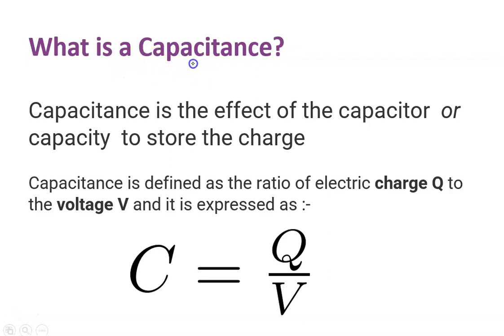The next term is capacitance. So what is capacitance? Capacitance is the effect of a capacitor, or we can say the capacity to store charge. If we denote capacitance by C, Q is the charge and V is the voltage, we can express it as C is equal to Q upon V. So this C will give you the capacity of that capacitor.